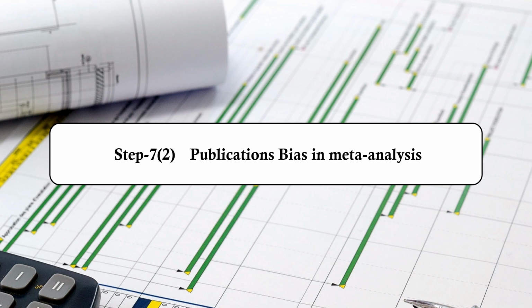Publication bias in meta-analysis. Publication bias refers to the tendency for studies with positive or significant results to be more likely to be published, while studies with negative or non-significant results may be less likely to be published or cited. Let's learn about publication bias and related issues.